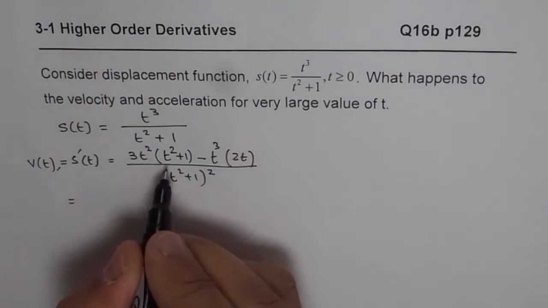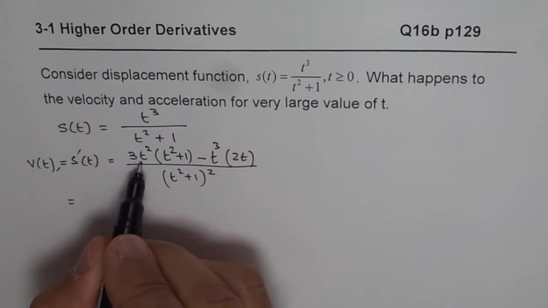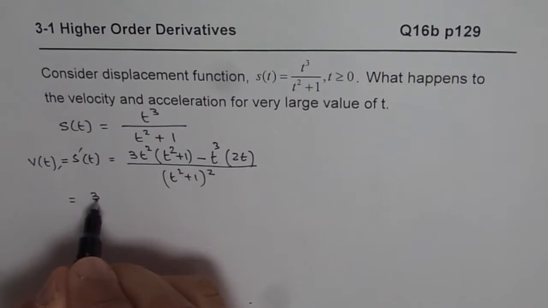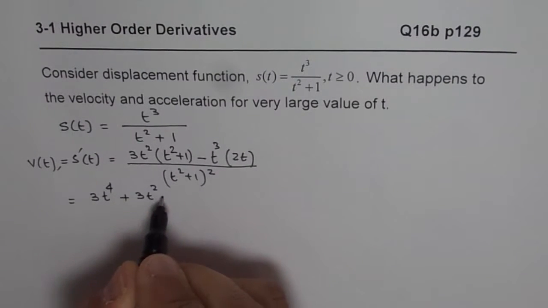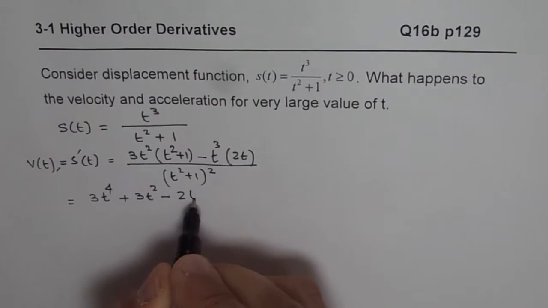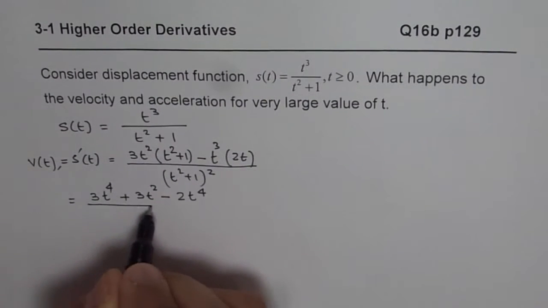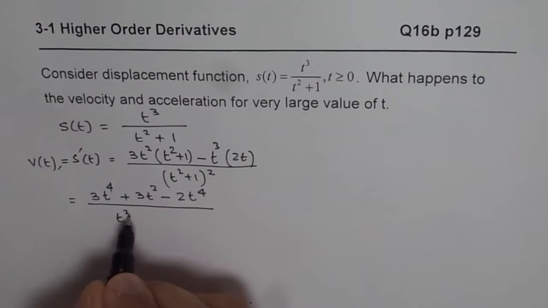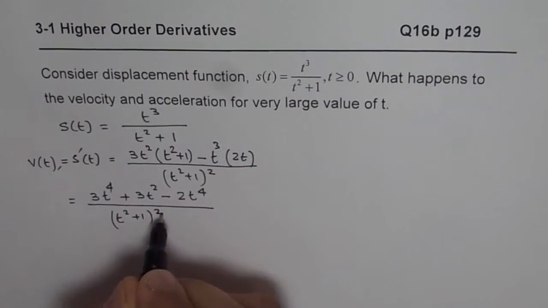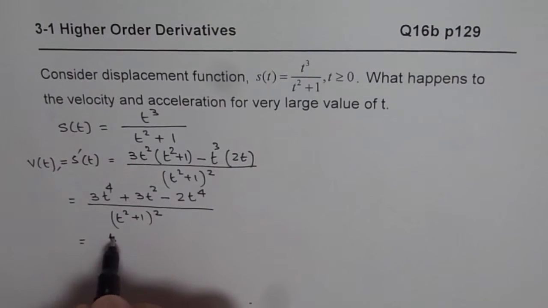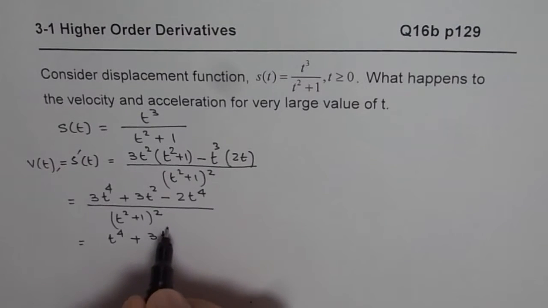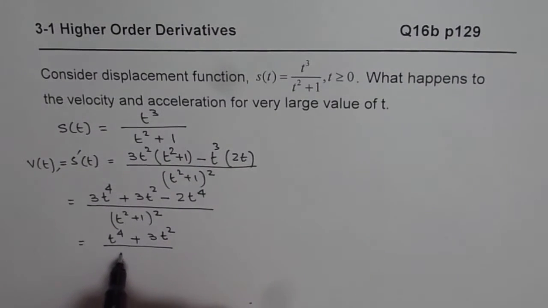So we just multiply 3t squared with t squared. You get 3t to the power of 4 plus 3t squared minus 2t to the power of 4, divided by t squared plus 1 whole squared. Now the numerator is t to the power of 4 plus 3t squared, divided by t squared plus 1 to the power of 4.